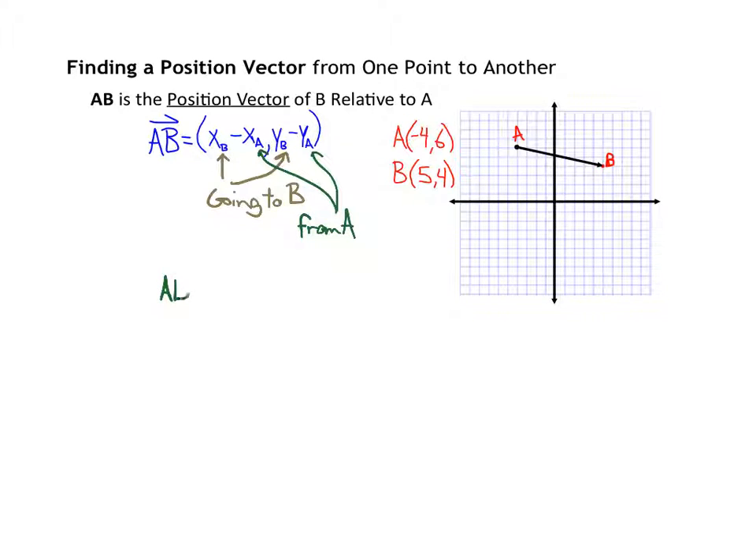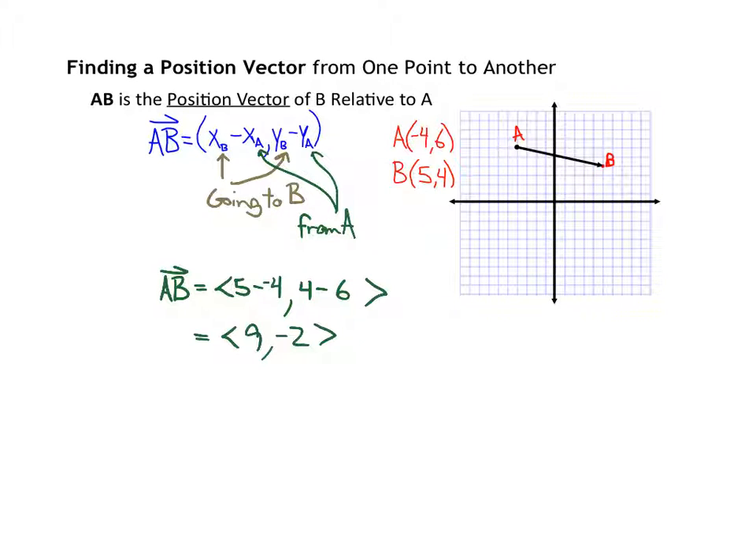So vector AB in this case is going to be, let's do it with the brackets to distinguish from the parentheses. We would take the coordinates of B, so 5 and 4, and we're going to subtract the coordinates of A. So 5 minus a negative 4, 4 minus a 6, and we get 9, negative 2.